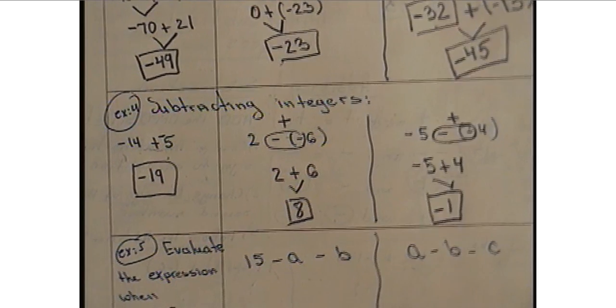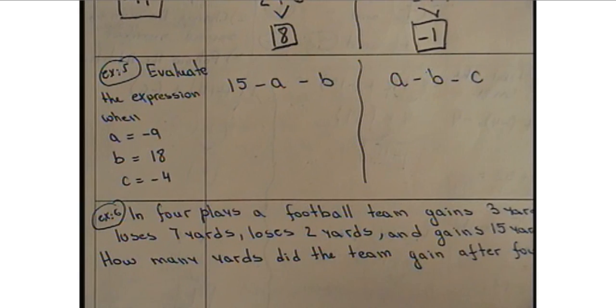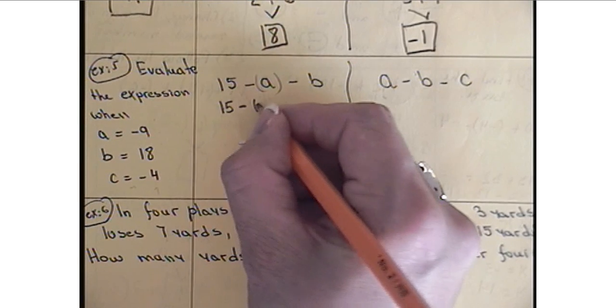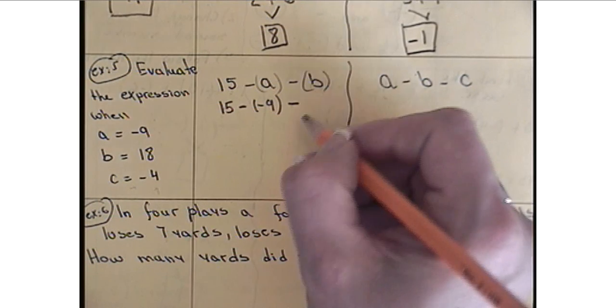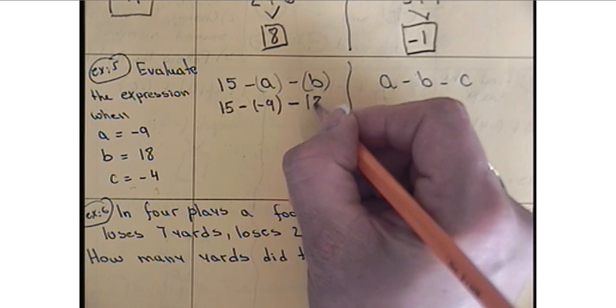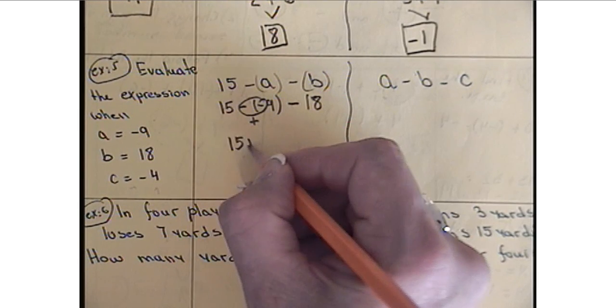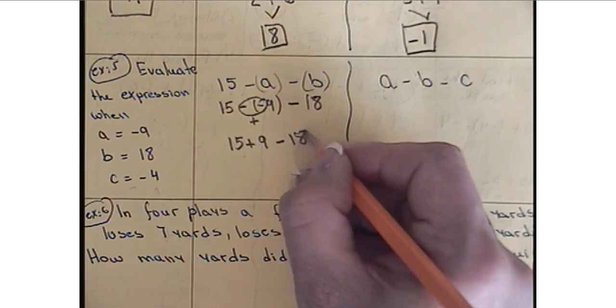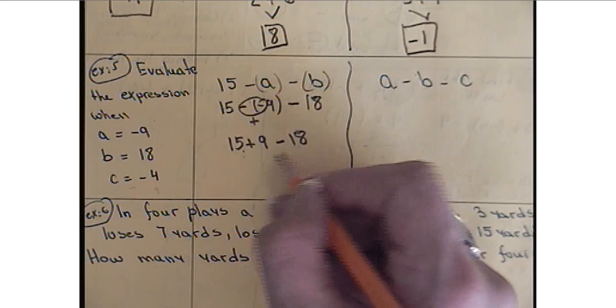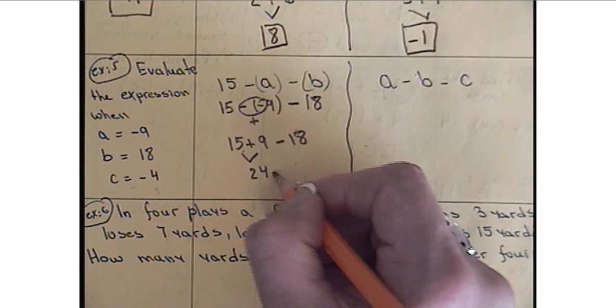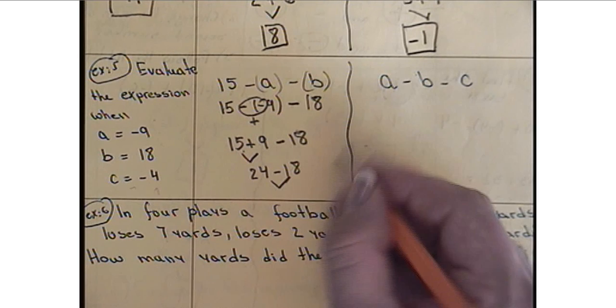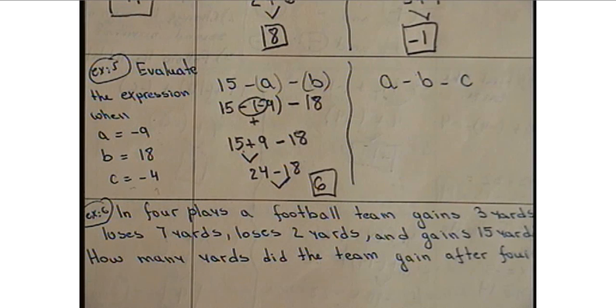How do we evaluate expressions when we have this case? Well, we will substitute a, b, and c with the given numbers and we'll solve it. So 15 minus, make sure to keep the negative sign, and now a itself is negative 9. Then another minus, and b is 18. So those two negatives change to plus, and we get 15 plus 9 minus 18. Well, based on PEMDAS rules, we will start from left to right. So 15 plus 9 will give me 24 minus 18. And 24 minus 18 will be 6. So the final answer here is 6.